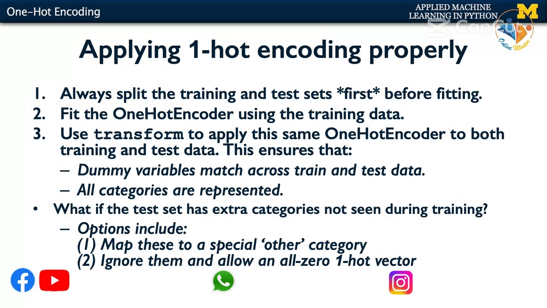So finally, here are some rules to make sure that you apply this one-hot encoding step properly. First, like many other types of transformations in scikit-learn, you always split the training and test sets first before fitting the one-hot encoder object. You fit the one-hot encoder object using the training data. You don't pass in the entire data set, including the test set. You must only do it after you split so that the one-hot encoder doesn't get any knowledge of what is in the test set.